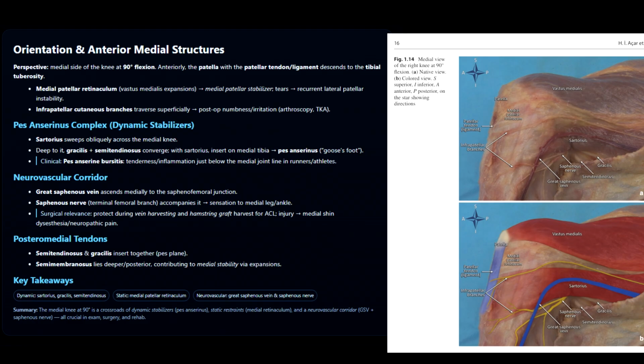Now, let us shift our dissection perspective to the medial side of the knee at 90 degrees of flexion, as shown in figure 1.14. This view begins to integrate the soft tissues, muscles, tendons, vessels, and nerves that form the living architecture around the knee. First, let's orient ourselves. At the front, you see the patella with the patellar tendon, or ligament, extending downward to insert on the tibial tuberosity.